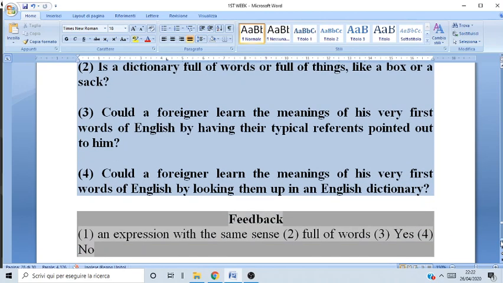And number 3, yes, a person can learn English by having typical reference pointed out at them, and repeating what they're called in English. Okay, so I can point at a cat again and say cat, and the person will understand that the word cat is the name of that thing that I'm pointing at. And then number 4, obviously not. A foreigner cannot learn the meanings of his very first words in English just looking them up in an English dictionary.